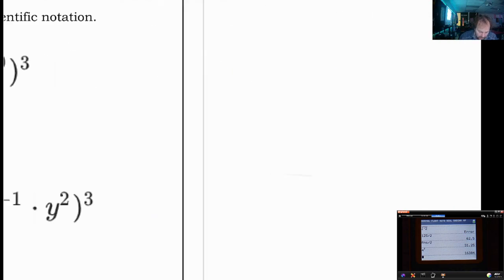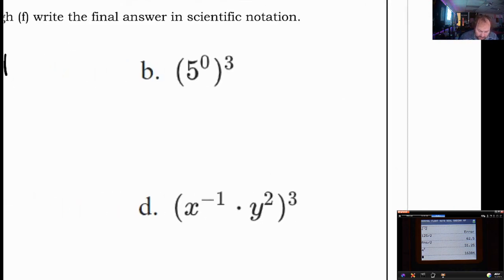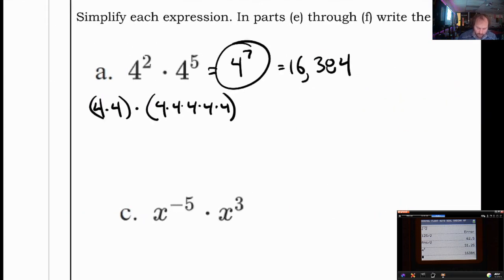Who cares? Question B. Now this is the easiest question on the page because 5 to the 0 power is equal to 1. This is 1 to the 3rd power, which is 1. No problems there. You could, of course, ask a calculator about this one.